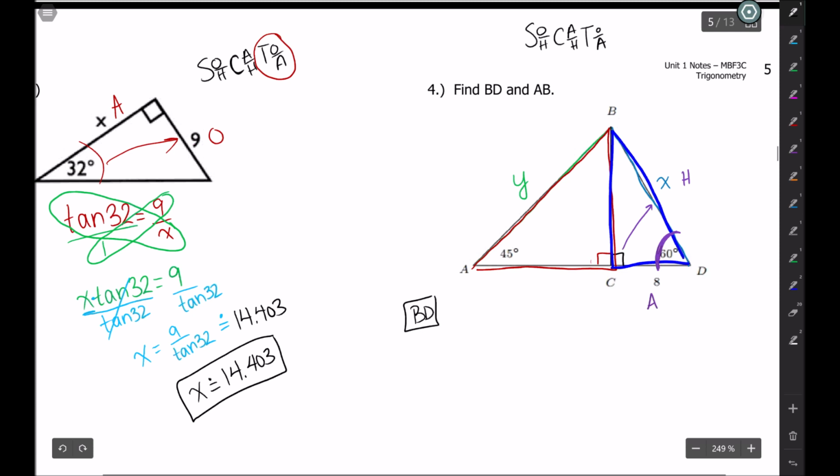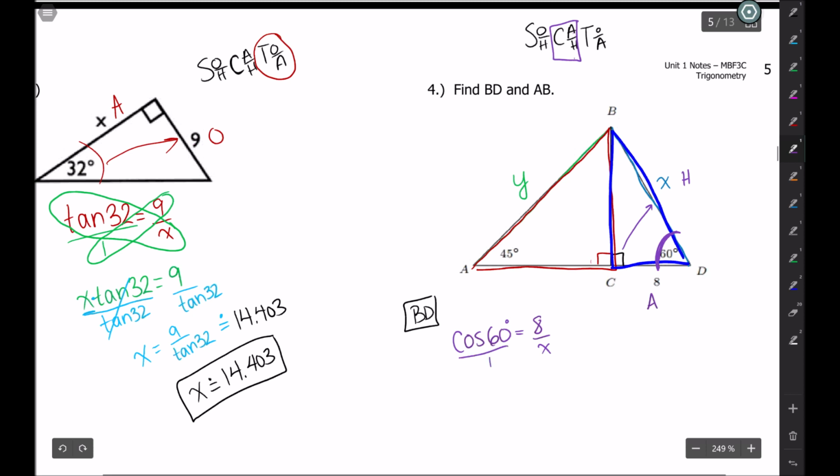So right here, because we know the adjacent and the hypotenuse, that means that we need to determine, are we going to use sine, cosine, or tangent? Well, if you take a look right here, adjacent over hypotenuse makes the ratio cosine. So that means I'm going to use cosine. So cosine of 60 degrees is equal to adjacent, which is 8, over hypotenuse, which is x.